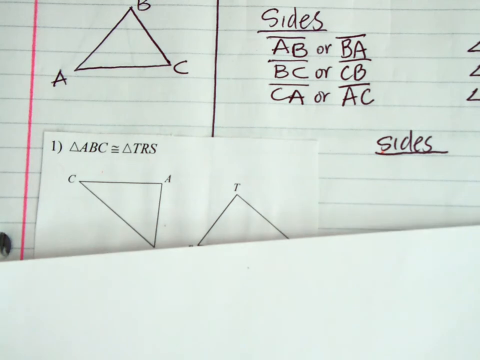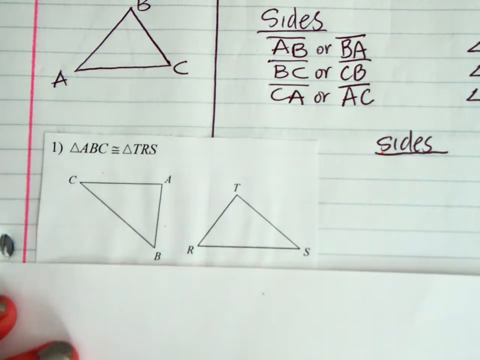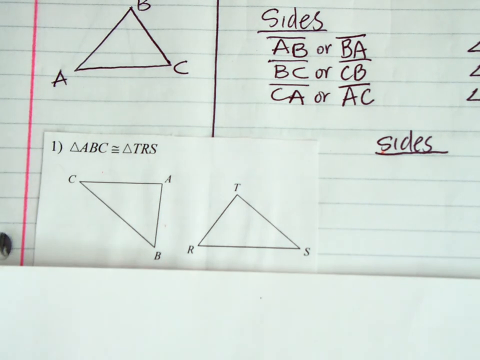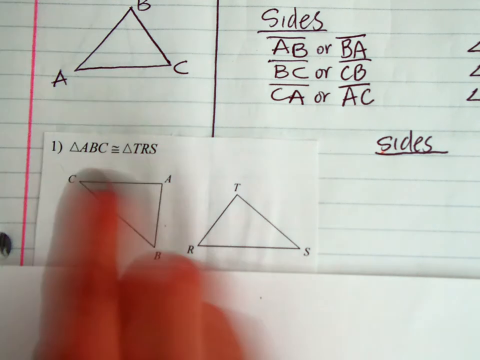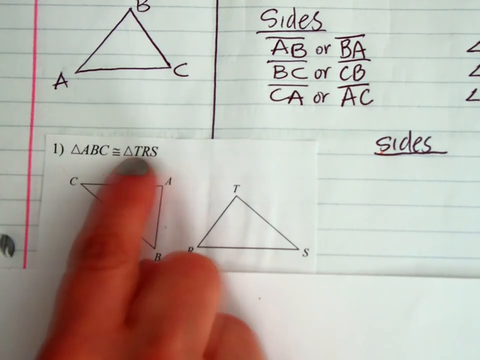And we are already told that angle ABC is congruent to angle TRS. So what we want to do here is mark this triangle. I highly suggest you use color. If you have some highlighters available, it makes things so much easier. The way you read the triangle, the way it's given, is the way they match up.